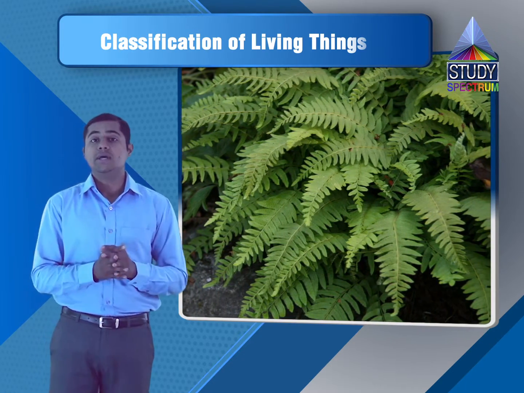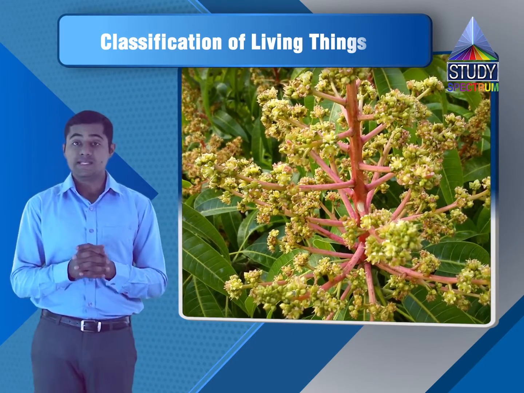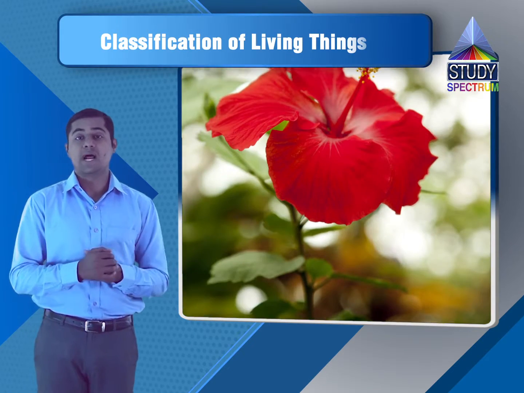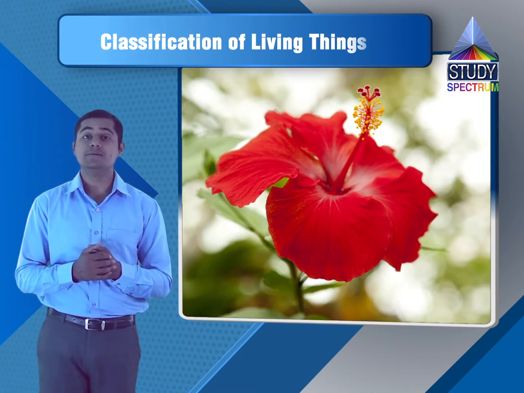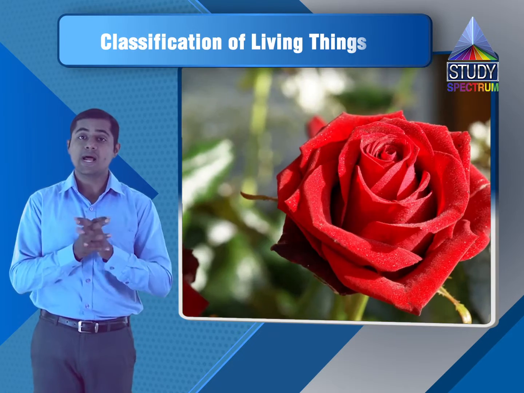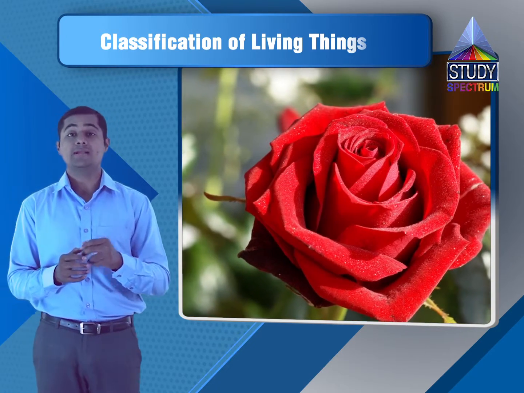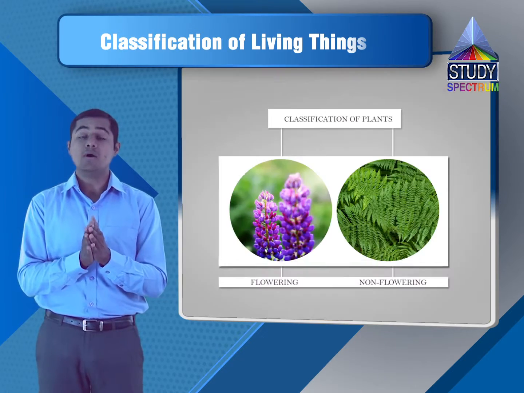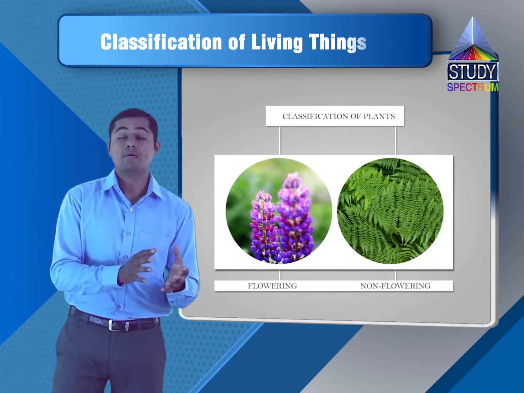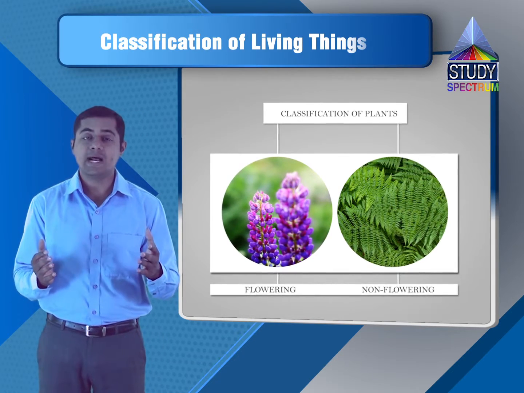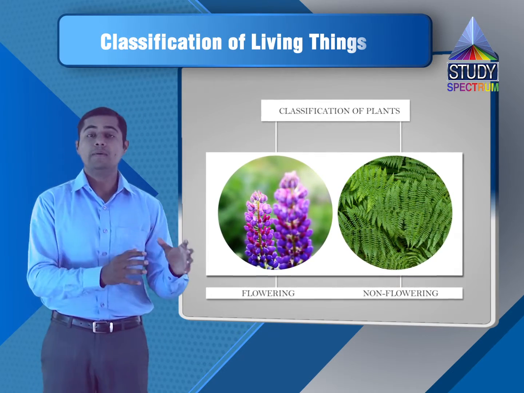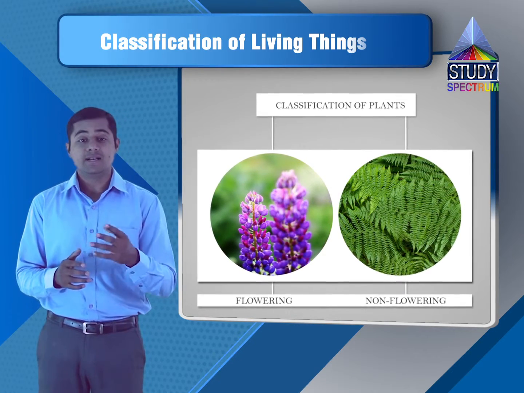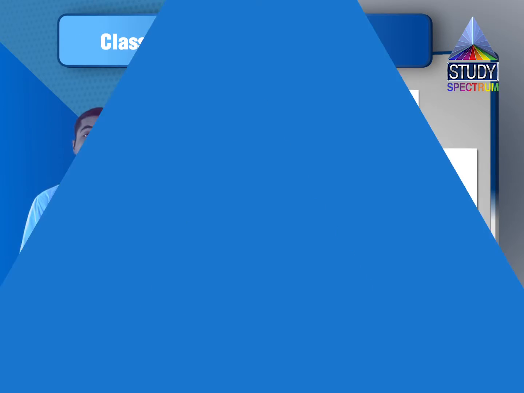But on the contrary, if we see a mango tree, yes, there are flowers on mango trees. A hibiscus plant, yes, there is a flower on the hibiscus plant. A rose plant, yes, there is a flower, and the rose flower is very famous, we all know that. So, this is how, on the basis of having flowers or not, we can classify plants into two subgroups, flowering plants and non-flowering plants. Let's see the next classification criterion.